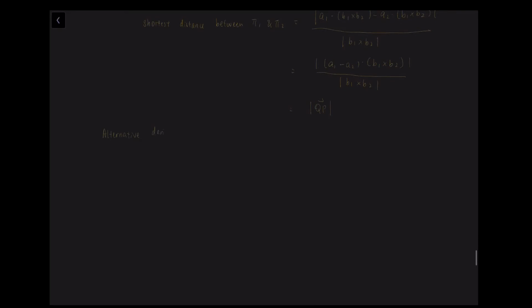An alternative derivation of the formula for the shortest distance between two skew lines L1 and L2 is given below. So L1 is r equals A1 plus lambda B1, L2 is r equals A2 plus mu B2. Suppose choosing lambda equals lambda star and mu equals mu star gives the points P on L1 and Q on L2 with position vectors P and Q respectively, so that PQ is perpendicular to B1 and B2.